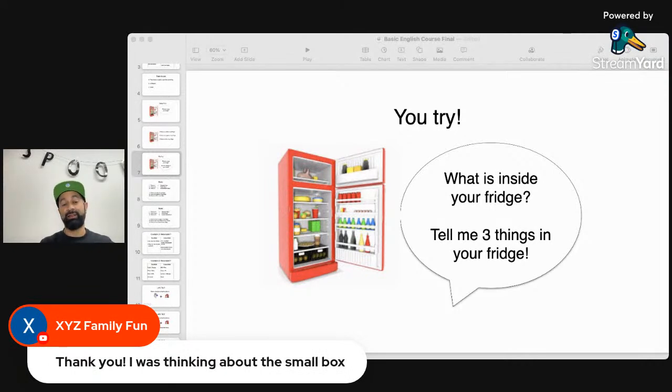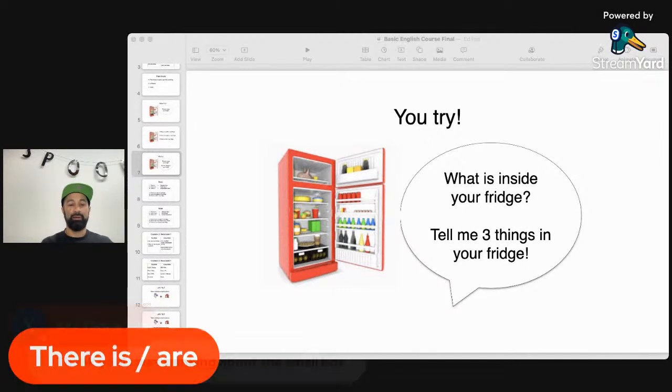Okay, so XYZ, yeah, thank you. I was thinking about the small box. Yeah, natto comes in a package. It comes in a container, right? So the box itself is countable. All right, and before I go, that's a really good point, actually.